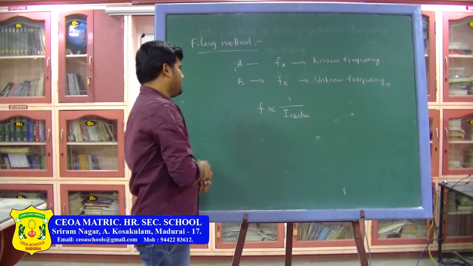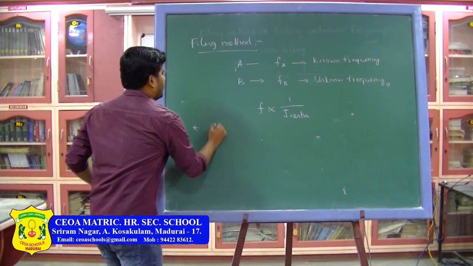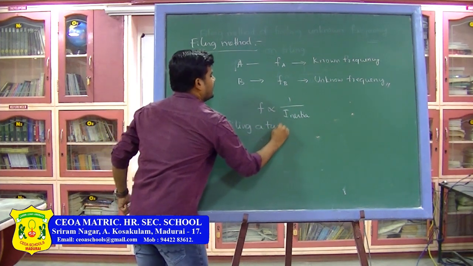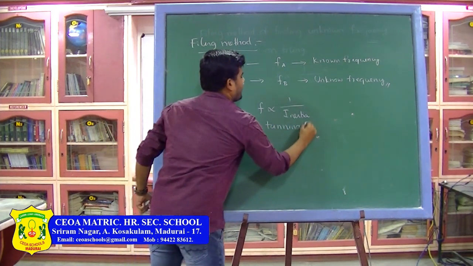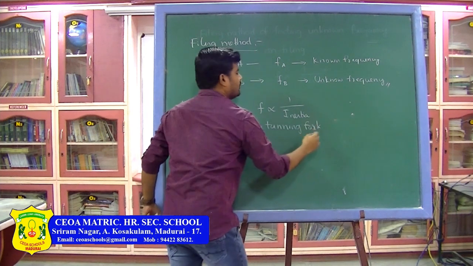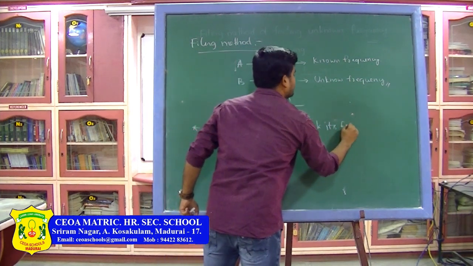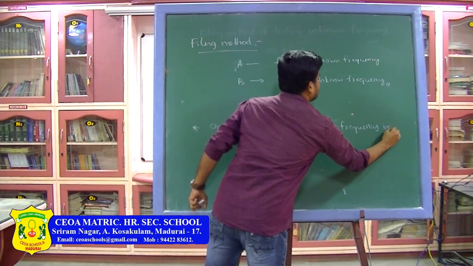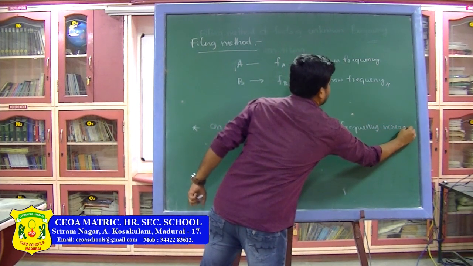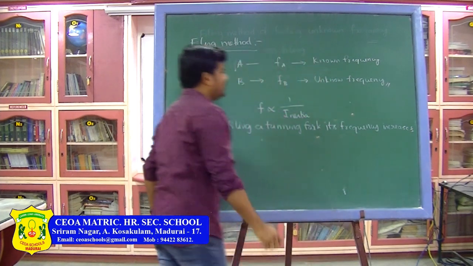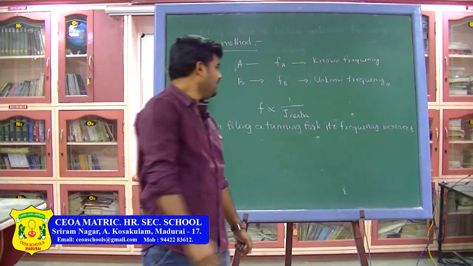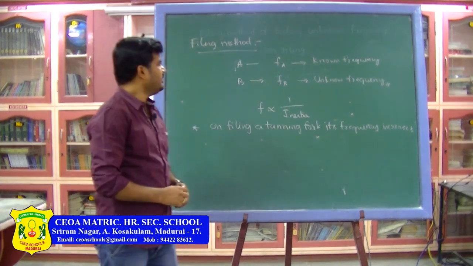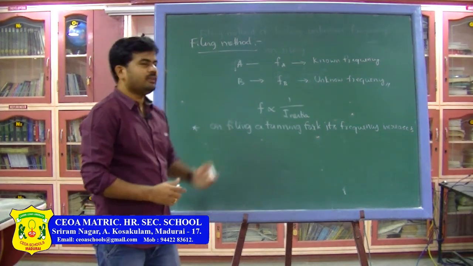So, remember this point: on filing a tuning fork, its frequency increases. This is the thing you have to keep in mind while doing problems on this method. On filing, its frequency will increase. Now, let us discuss how to find the unknown frequency by using this method.